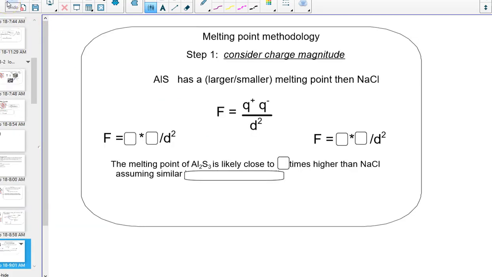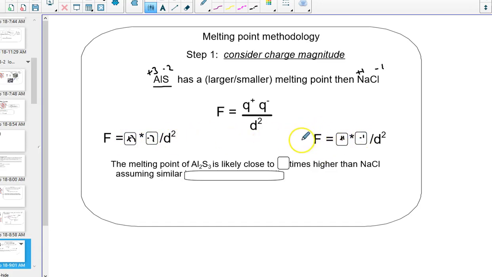So, melting point methodology. I kind of alluded to this already, but the first thing we do is consider the charges. So let's try this one once. Al2S3, it's aluminum sulfide. Has a larger or smaller melting point than NaCl? Students would at this point consider the charges. This is a plus 3, minus 2. This is a plus 1, minus 1. Okay. Therefore, we get plus 3, minus 2, and then we have a plus 1, minus 1.